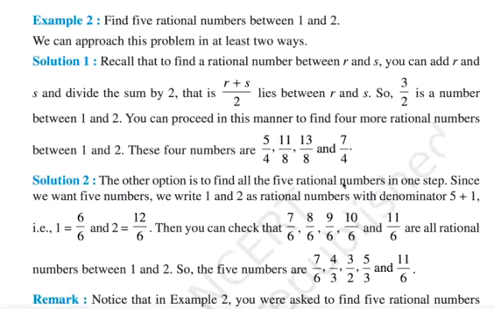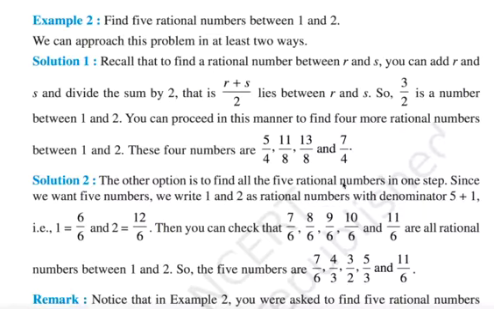Recall, to find the rational numbers between r and s, you can add r and s and divide the sum by 2. That is (r plus s) by 2. That is 3 by 2, a number between 1 and 2. Now you can proceed in this manner to find more rational numbers between 1 and 2.